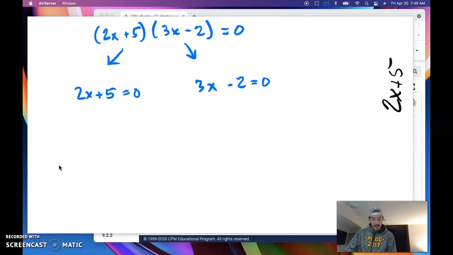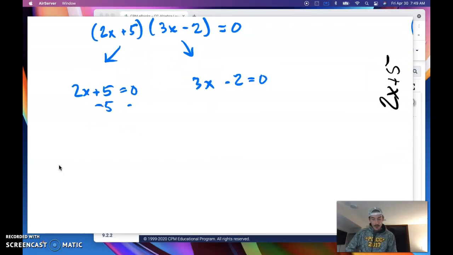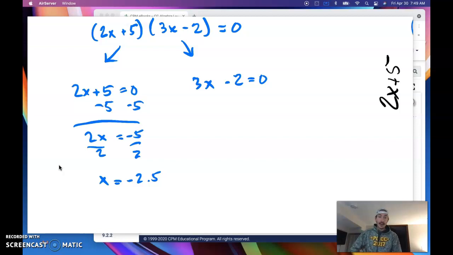And now let's go ahead and do some solving here, using our normal rules of algebra. I've got 2x equals negative 5, and then I divide everything by 2, and this is negative 2.5, or negative 5 halves. Either way, we get an answer. This is one of those rational answers that I just commented on. It's not a nice integer, but it's a rational number.